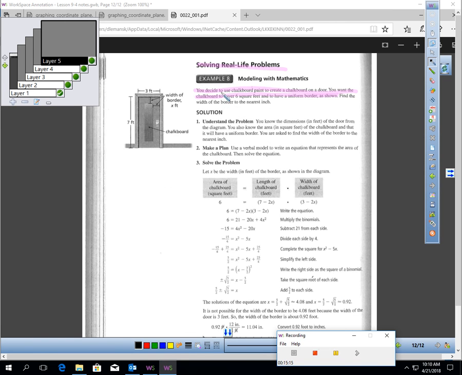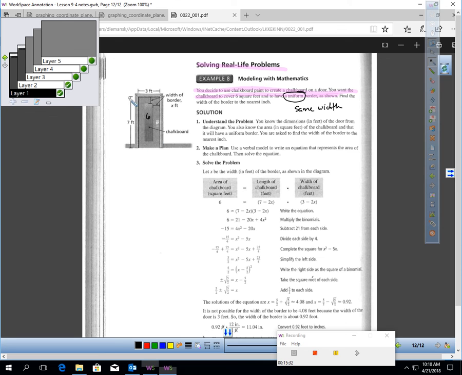And to finish up, again, solving real-life problems, we could have to complete a square to do that. You decide to use chalkboard paint to create a chalkboard on the door. You want the chalkboard to cover 6 square feet and have a uniform border. So we want the area to be 6, and I want this space to have a uniform width around it.